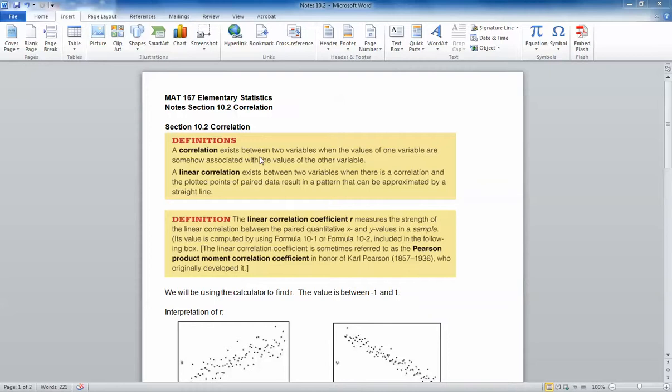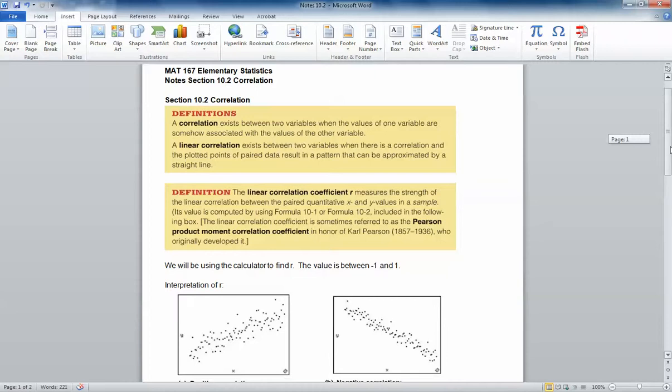A correlation exists between two variables when the values of one variable are somehow associated with the values of the other. A linear correlation exists when there is a correlation and the plotted points of paired data result in a pattern that can be approximated by a straight line. We measure the strength of a linear correlation with the linear correlation coefficient r. There are formulas in the textbook, but we're going to have the calculator take care of it for us. The correlation r is also sometimes called the Pearson product moment correlation coefficient, after Karl Pearson, the statistician who originally developed it.